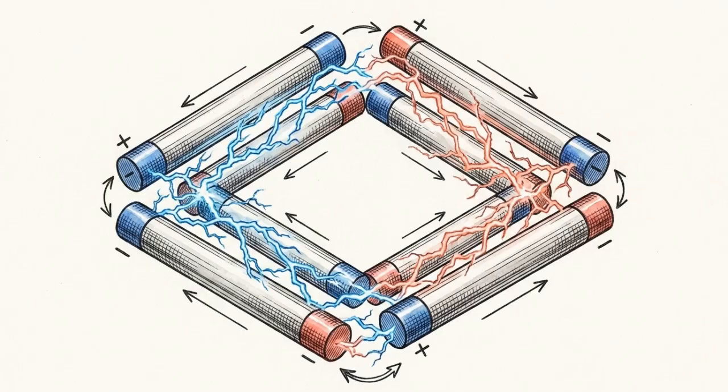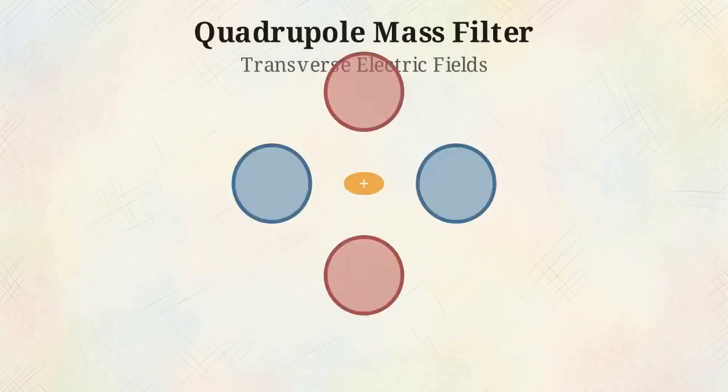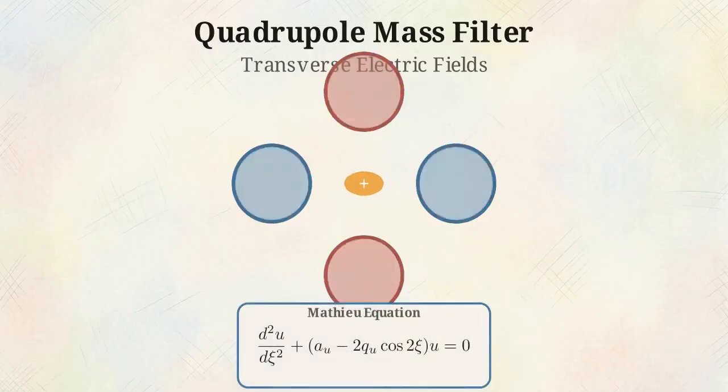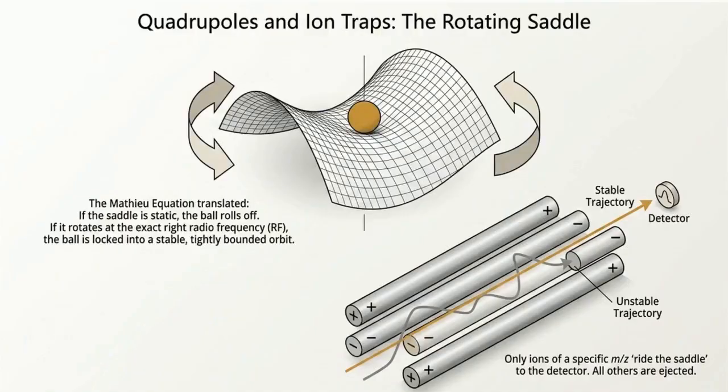These voltages create a highly dynamic environment. As an ion travels down the axis, it gets caught in a rapidly oscillating push-pull electric field governed by the Mathieu equation. We can translate the Mathieu equation into a physical analogy, a rotating saddle. A ball placed on a static saddle will immediately roll off, but if you rotate the saddle at the precise required frequency, the ball is locked into the center.